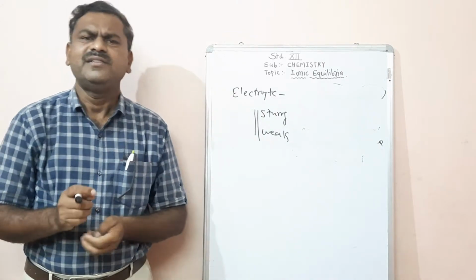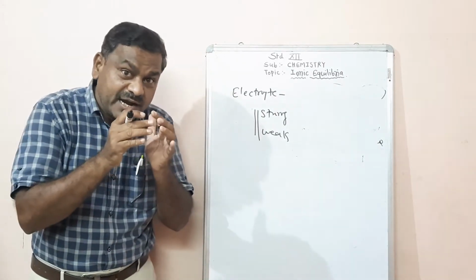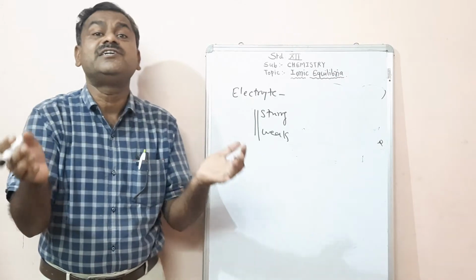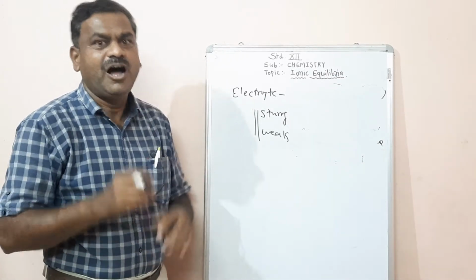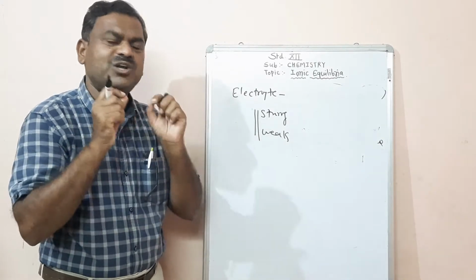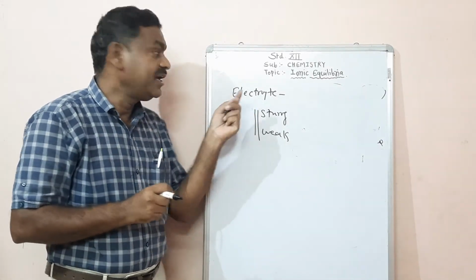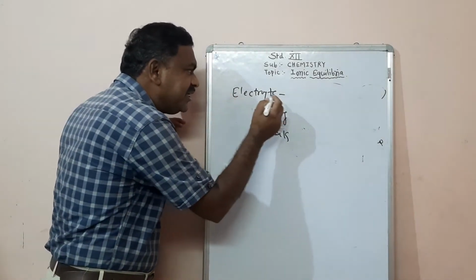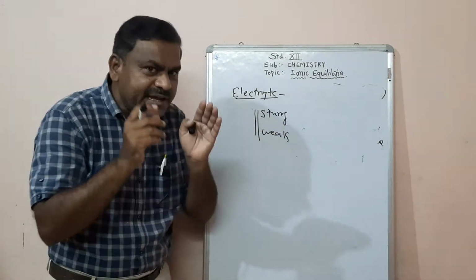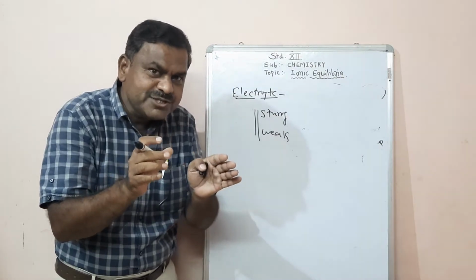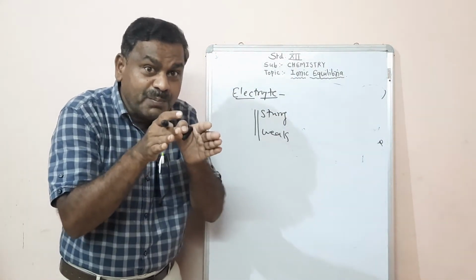Electrolyte means what? A substance which conducts electricity in an aqueous solution is known as an electrolyte. Electrolyte means what? The electro and the lyte. Electro means what? That means molecule breaking.